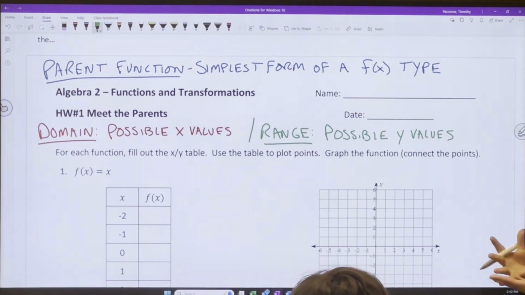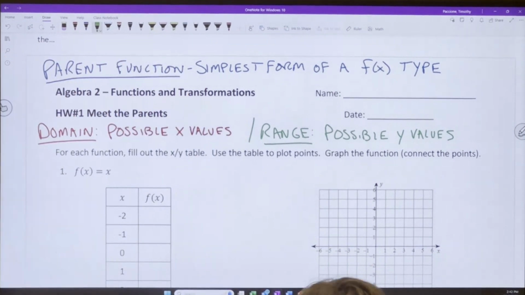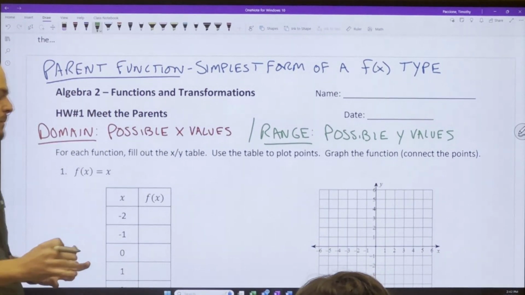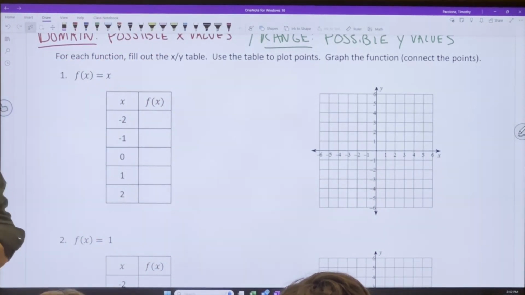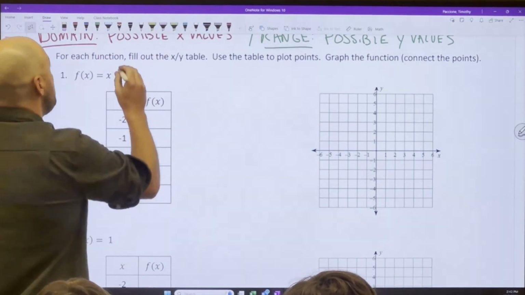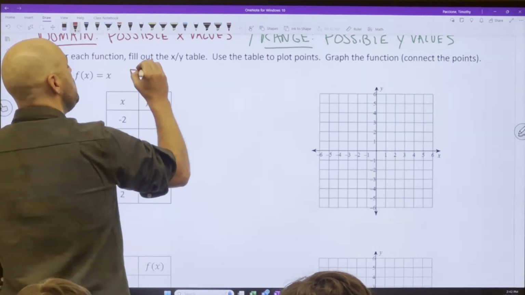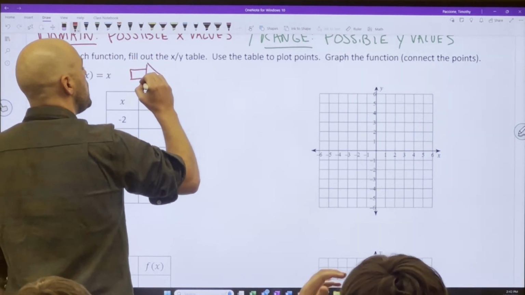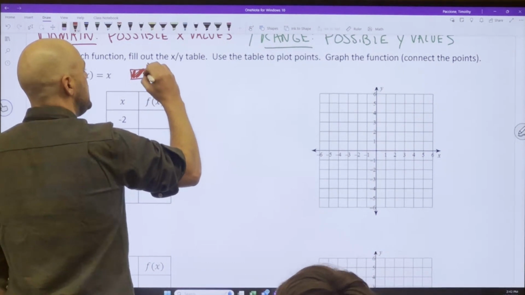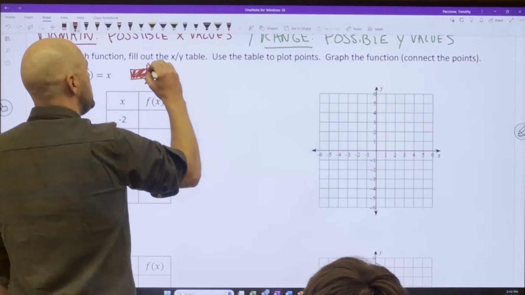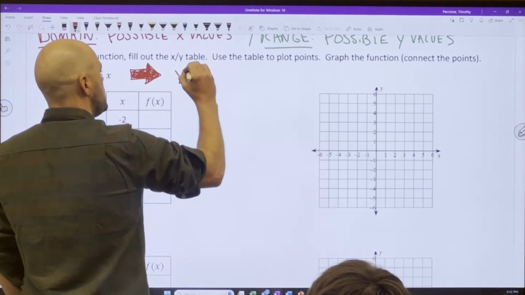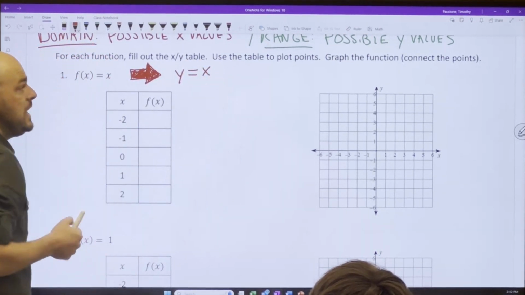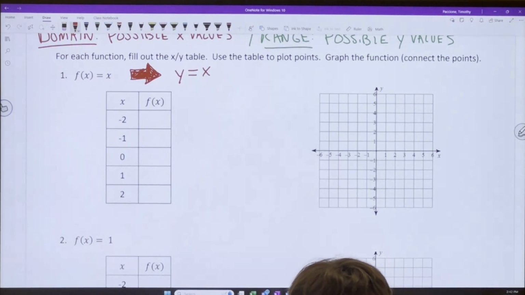Which brings us to our first function, right? This f of x equals x, right? So with any function, remember, f of x is just a fancy way of saying what? Y. Y, right? So if it makes you comfortable, every single time you could rewrite it, if you just don't really love that f of x, rewrite it as y equals, and then what the function is. In this case, it's x. Y equals x, okay?